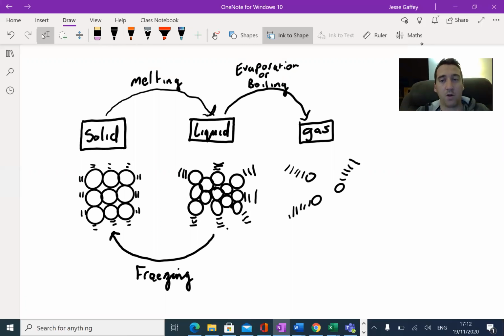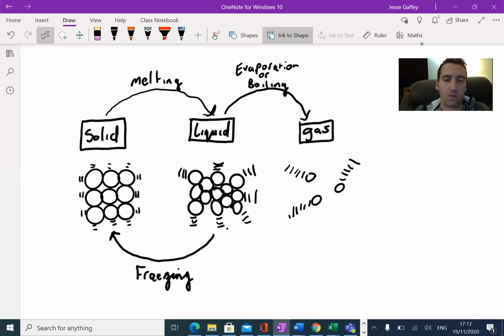This is why puddles, after it rains on the ground outside, the water evaporates and could be gone in the afternoon. So if it rains in the morning, puddle, afternoon, it's gone. So what's happened to it? Well, it has evaporated. It's not boiling because it's not 100 degrees, but it is evaporating.